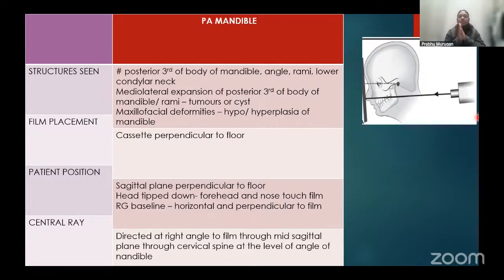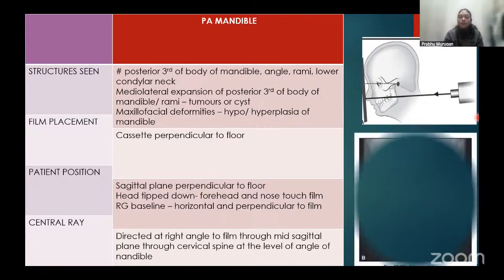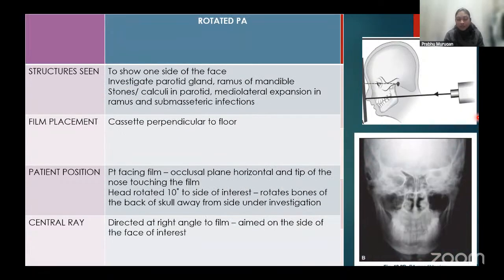Okay, so this is PA mandible. Basically it is to view the posterior third of the mandible, the angle and the ramus. In case of any expansion of the posterior third of the mandibular rami, or in case of any maxillofacial deformities, this X-ray is going to be very useful. And there is an alteration to it that is called the rotated PA view.